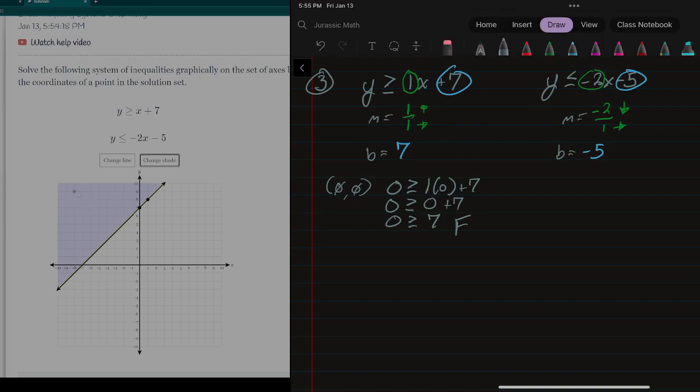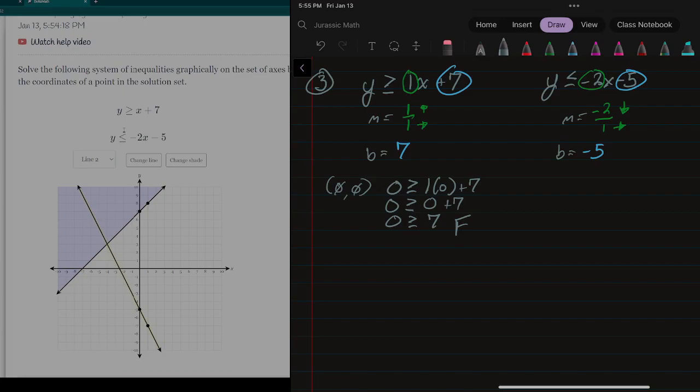Now, for my second line, negative 5, click, go down 2 over 1, click. Once again, it is a solid line because it's an equal to. Now we just got to pick our shading. Notice how you can select line 1 or 2. That's why I usually just do 1. And once again, 0, 0 is definitely not on that line, so I'm going to plug 0, 0 in again. Always try to pick a number that's going to be easy for you to multiply, add, subtract, whatever you need to do. That's going to be 0 minus 5. Is 0 less than negative 5? No, false. We need to color opposite of it again. So we need to color that way.